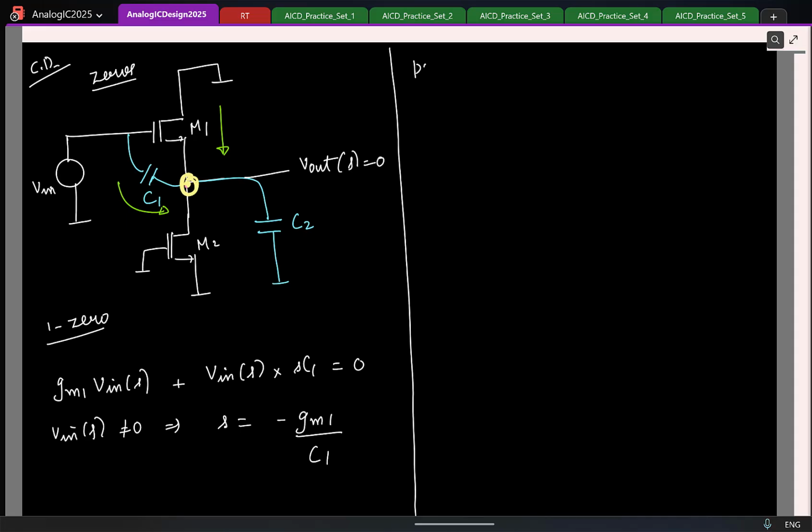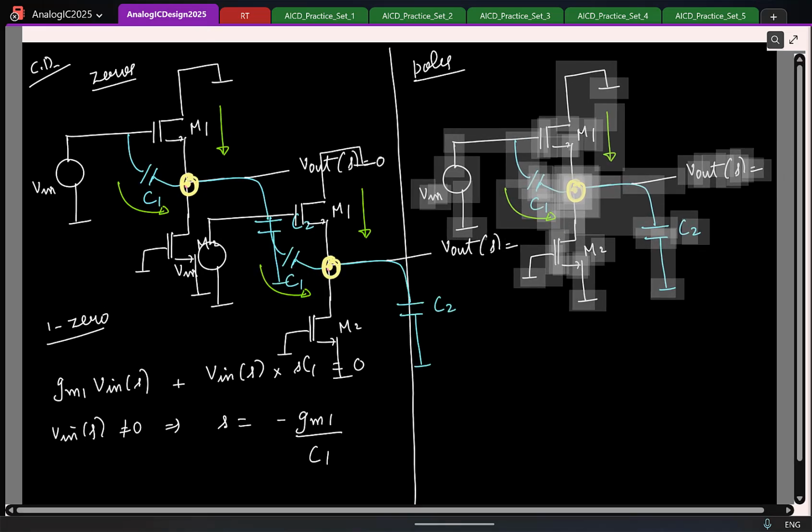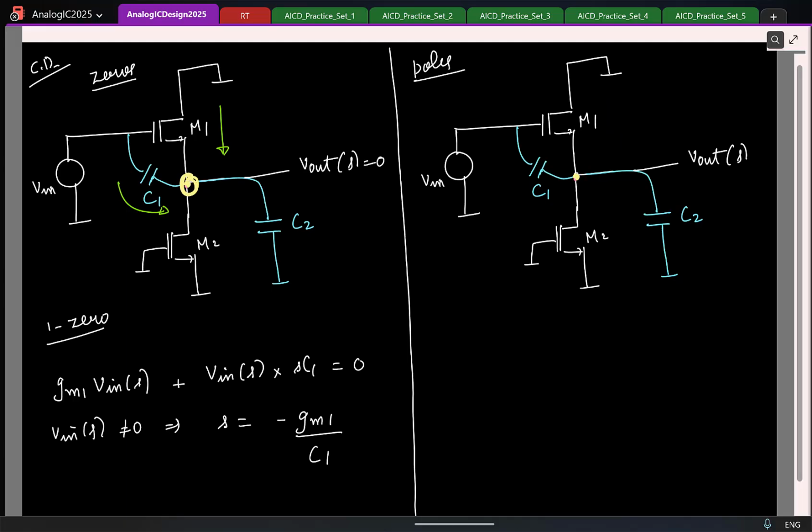So let's look at poles. Again, remember, pole location does not depend on the input or the output. So I can as well assume that the input is 0. Now, if I make the input 0, what can you say about C2 and C1? I have C2 here, C1 here. How are they connected? Parallel. So I can say this is C2 plus C1.